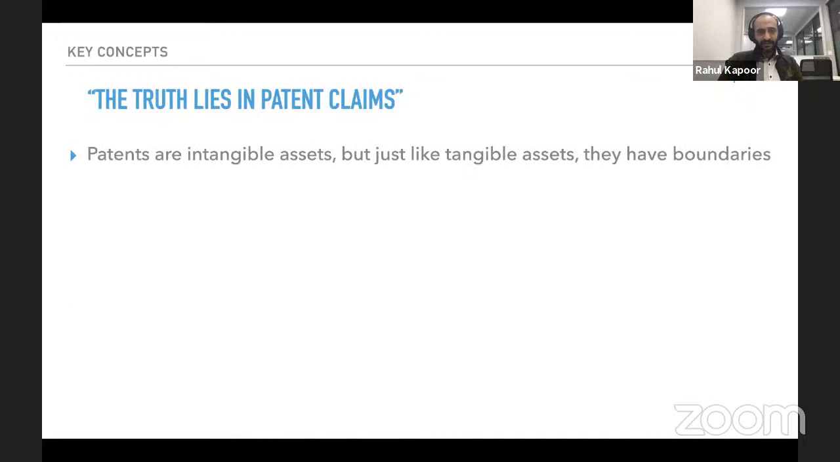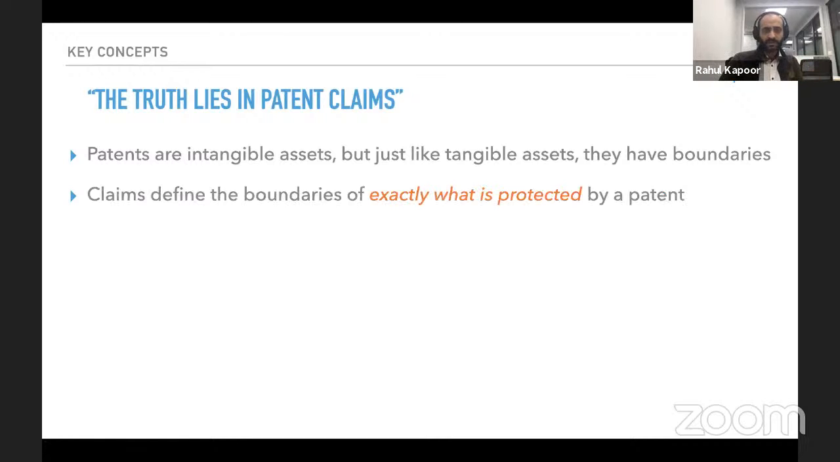So one more exercise. How many of you know about patent claims? Can you write yes in the chat box if you know? I'll explain a little bit about patent claims, and also we will do a short exercise again on searching for patent claims.